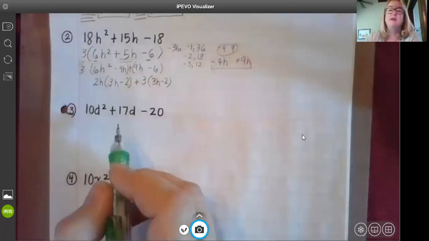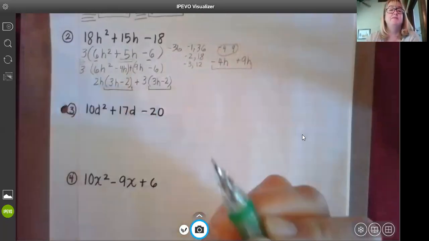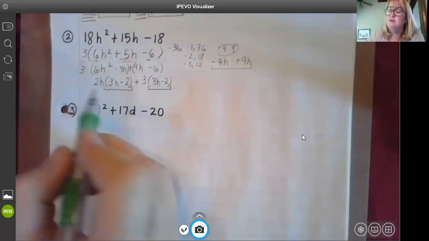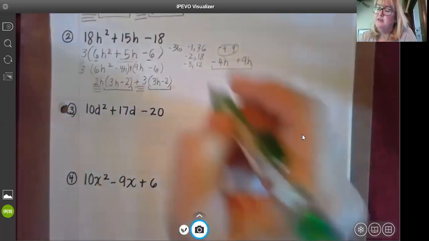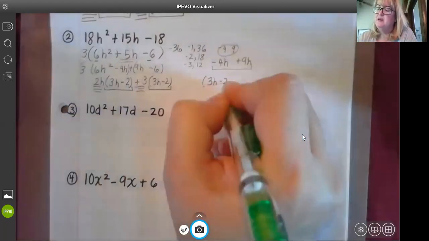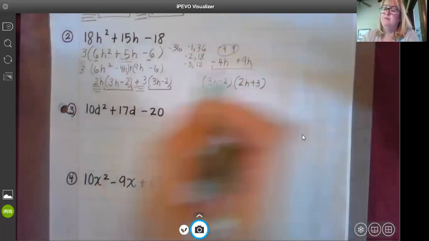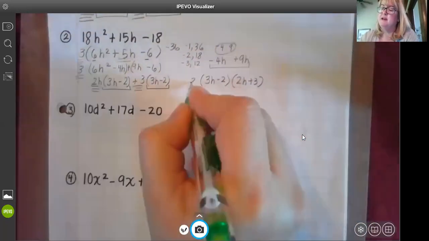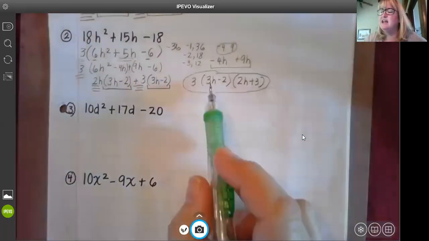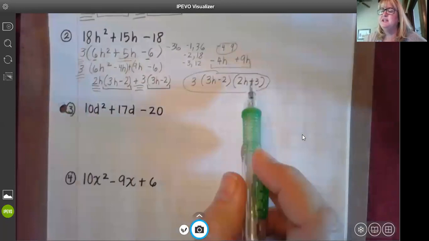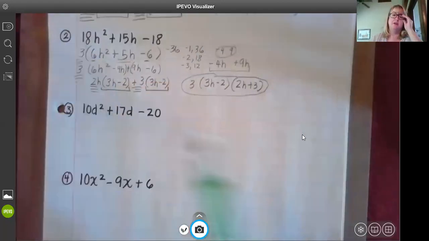Now notice, we have common factors in both terms, 3h minus 2, 3h minus 2. And if I factor those out, 2h plus 3 is what's left. So we've got 3h minus 2 times what's left, 2h plus 3. But we also have this 3, so we need to put a 3 back out there. Don't forget that. It's important. So if you were to multiply this out, you would end up with 6h squared plus 5h minus 6, and then you multiply it times 3, and you'll end up with what you started with.